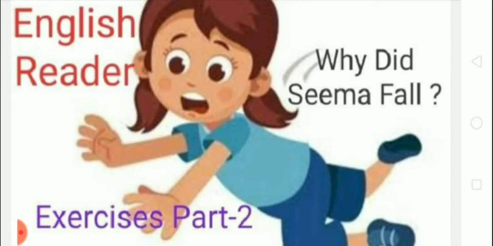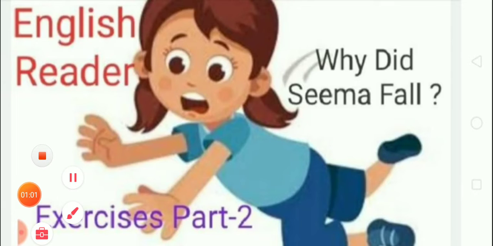So dear student, in this story we have learned how Seema falls down in her room because of her bad habits. Okay student, that's the reason: she always follows bad habits. She never puts her toys, school bags, and books in their proper place. So that's why she falls down.